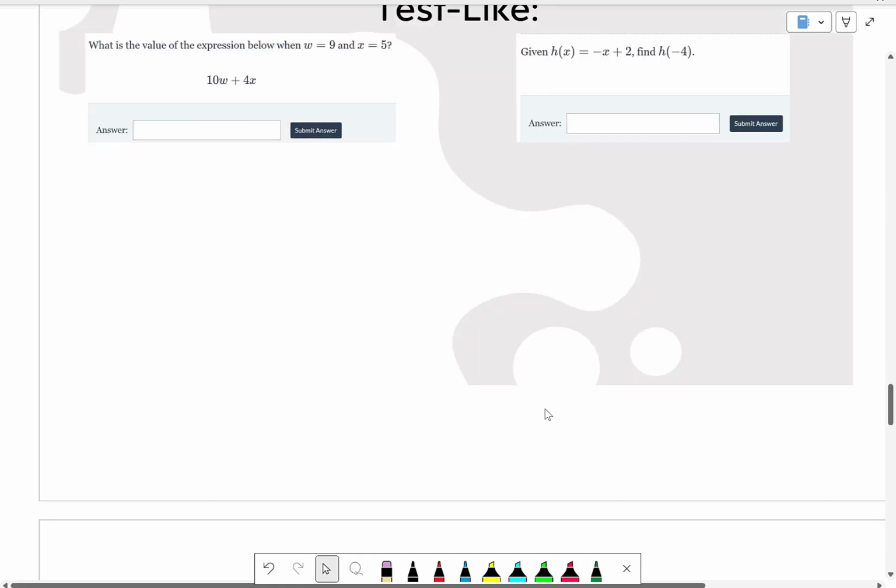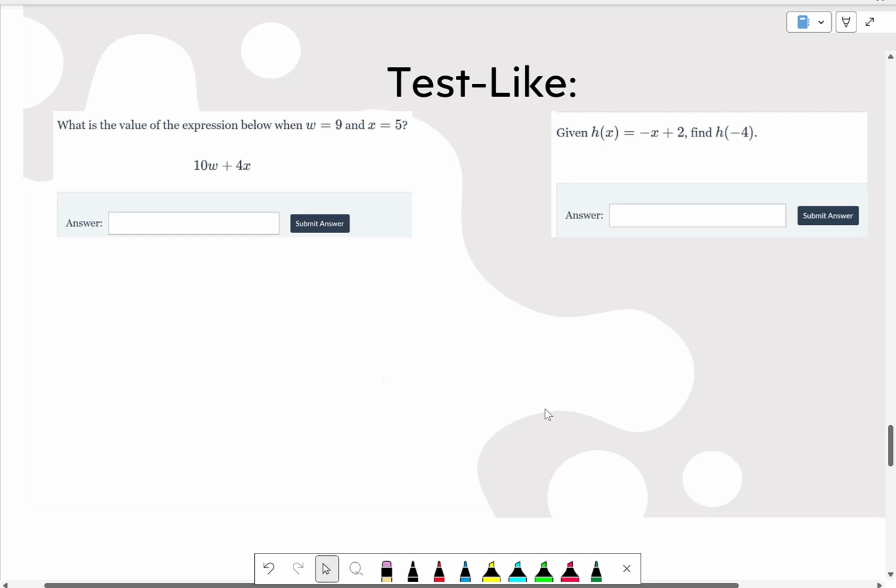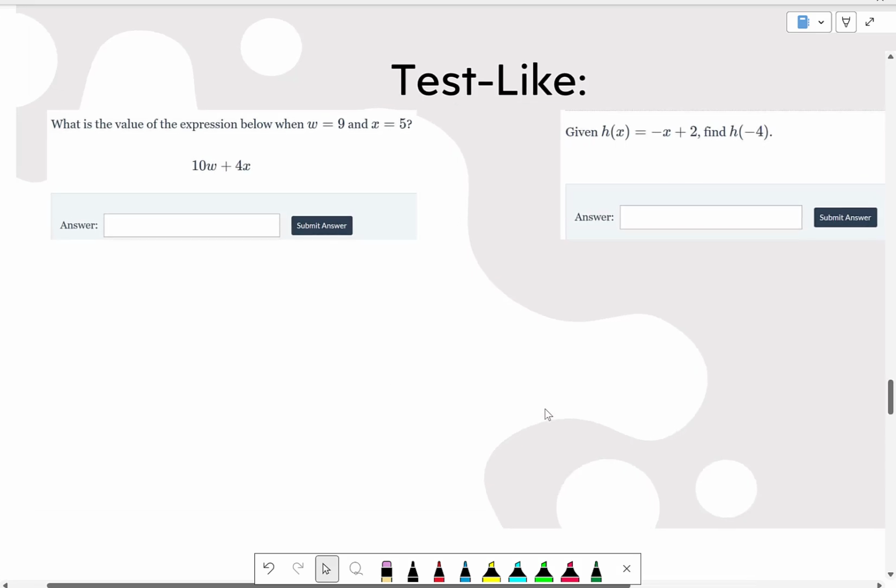So now we're going to get into our test-like questions, okay? You just need to solve each of these, and I'll put the final answers. So I'm going to give you some time to solve these.